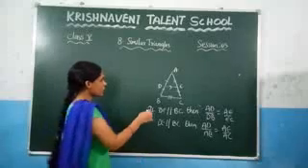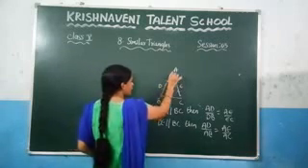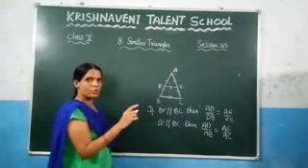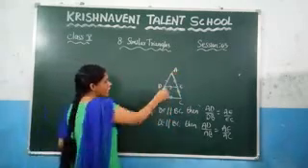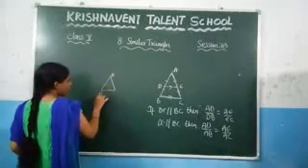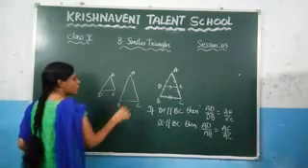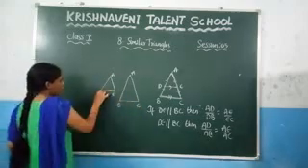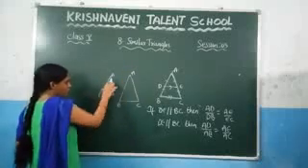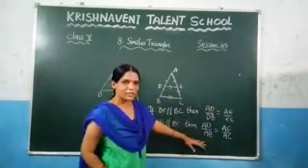Because in this whole triangle you can observe two triangles: one triangle ADE and the other triangle ABC. These two triangles are similar: ADE is the smaller triangle and ABC is the bigger triangle. Now check the corresponding sides. The corresponding side of AD is AB and the corresponding side of AE is AC. So I have written AD by AB is equal to AE by AC.